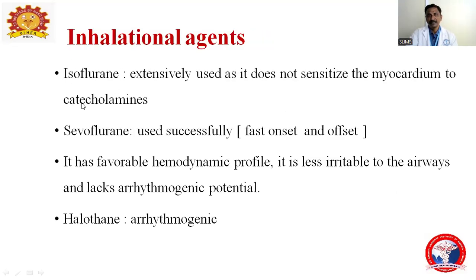Among inhalational anesthetics, isoflurane is extensively used as it does not sensitize the myocardium to catecholamine. Another alternative is sevoflurane, used successfully because of its fast onset of action and less pungent odor. It has a favorable hemodynamic profile. It is less irritable to the airway and lacks arrhythmogenic potential. Halothane is better avoided because of arrhythmogenic potential.